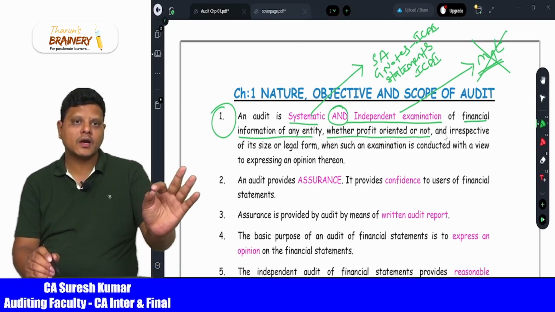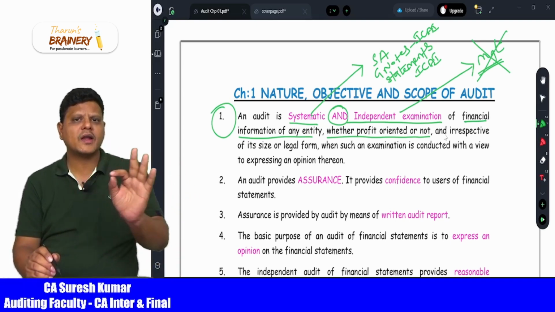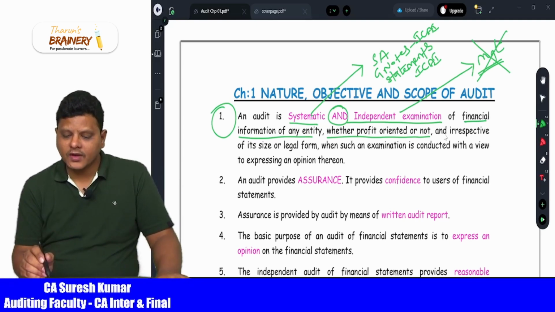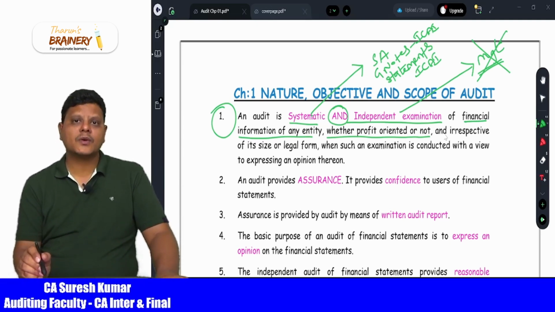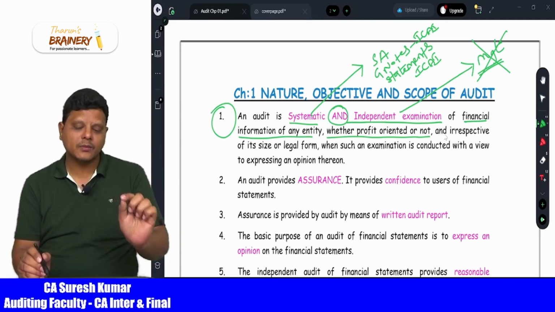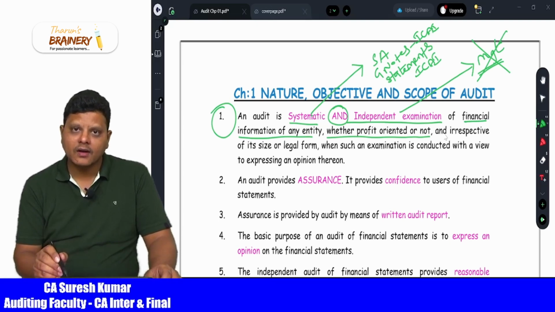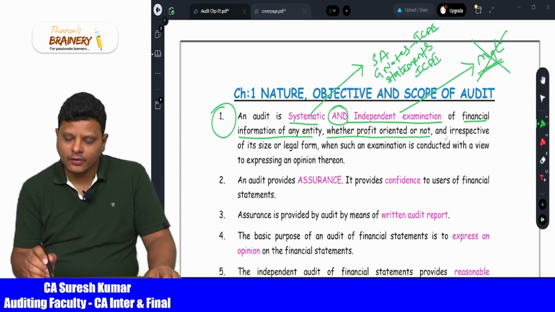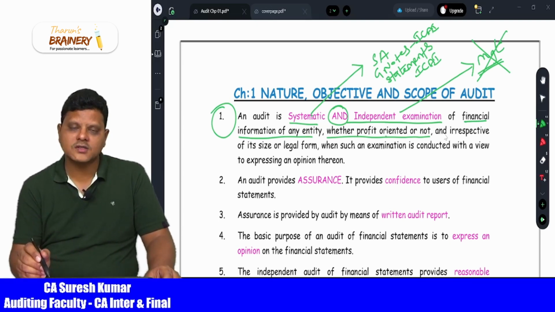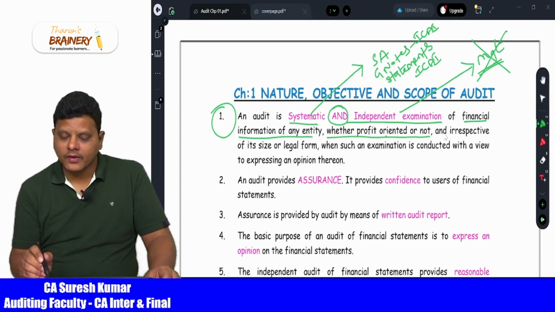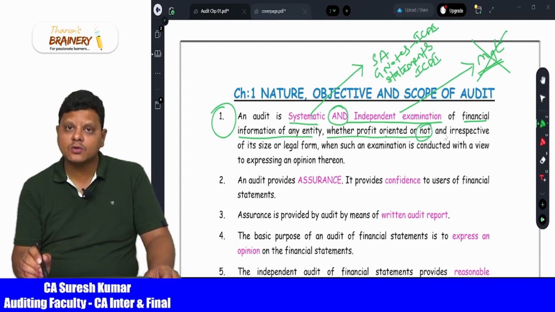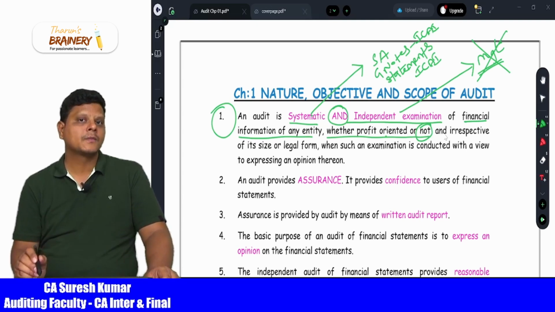Now, coming to the financial information of an entity, that means I am going to audit financial statements alone. I am not going to audit any other aspects. Now, whether profit oriented or not: please note for examination, whether an audit is carried out for profit oriented entities or for non-profit motive organizations, I should apply the standards on auditing.